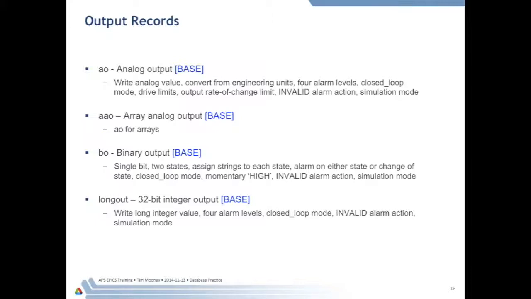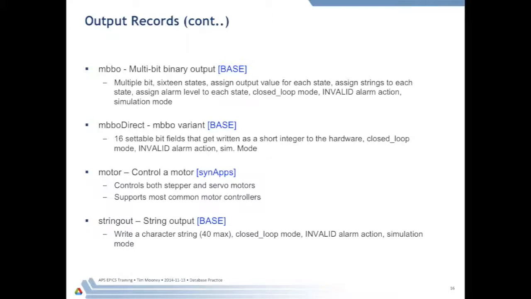So these directly correspond with the records we already talked about. Outputs for arrays, for Boolean values, for long values, multi-bit, multi-bit direct, and then sort of ancillary. The motor record's technically an output record, right, because it writes to hardware.